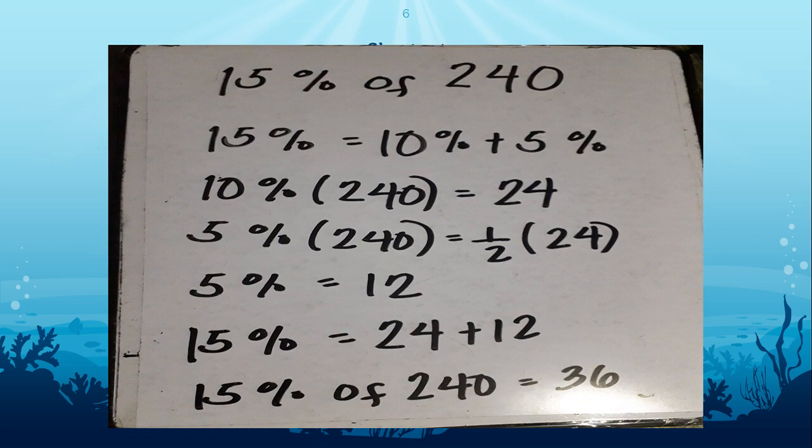So here we just need to add 10% plus 5%, or that's equal also to 24 plus 12, 24 being 10% of 240 and 12 being 5% of 240. So 24 plus 12 is equal to 36. So now we know that 15% of 240 is equal to 36.